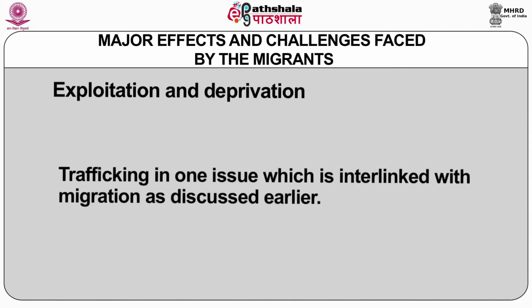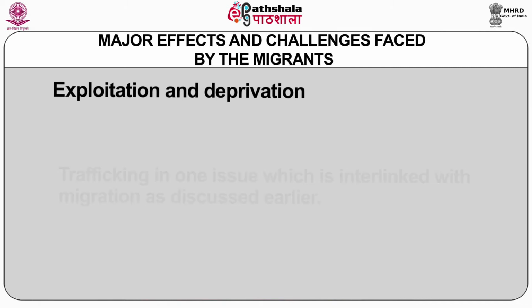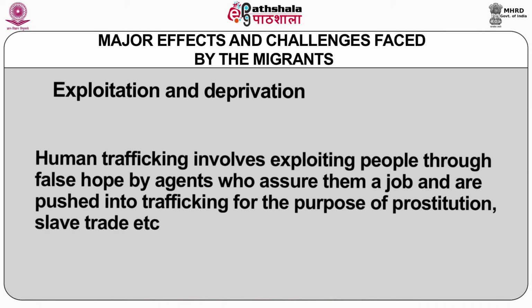Trafficking is one such issue which is interlinked with migration, as discussed earlier. Human trafficking involves exploiting people through false hopes by agents who assure them a job, and they are pushed into trafficking for the purpose of prostitution, slave trade, etc., even though there are national and international conventions which protect migrants from such kind of exploitation.